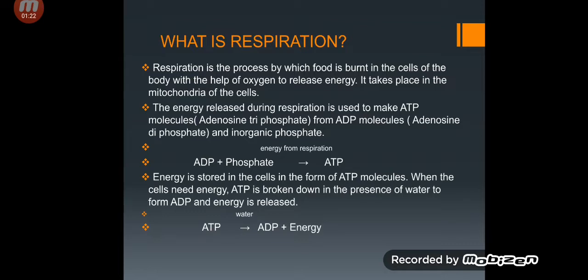Energy is stored in the cells in the form of ATP molecules. When the cells need energy, ATP is broken down in the presence of water to form ADP and energy is released. You can see in the chemical reaction that ATP in the presence of water gets converted into ADP plus energy.